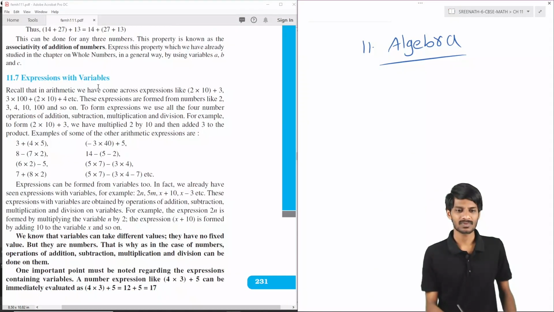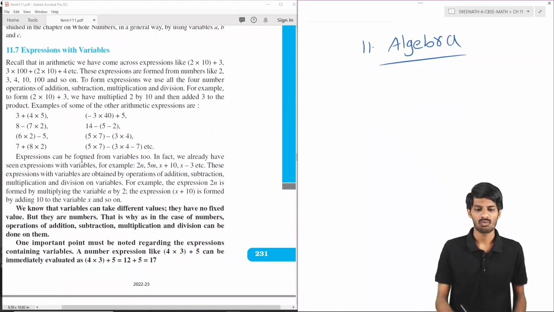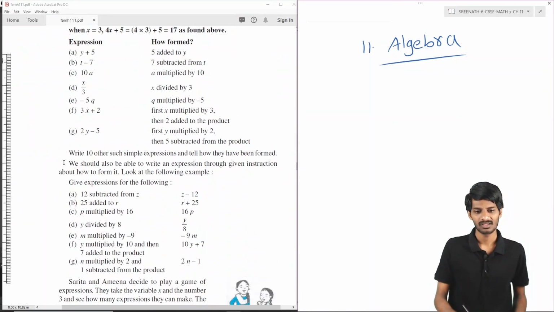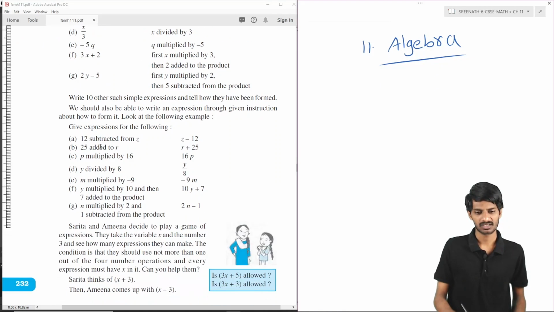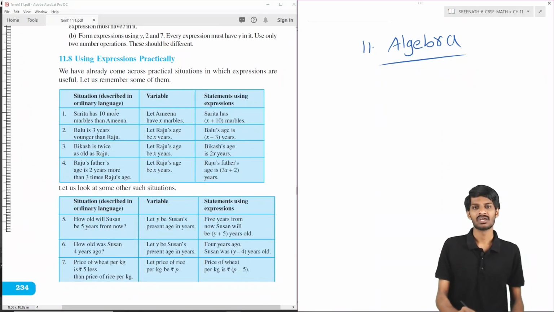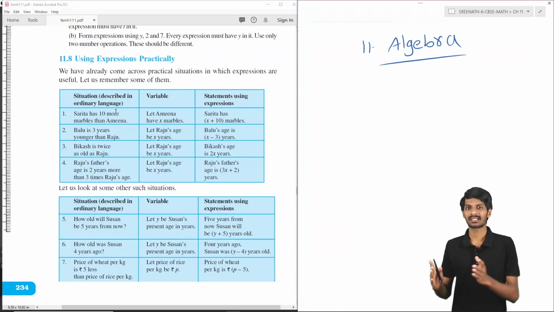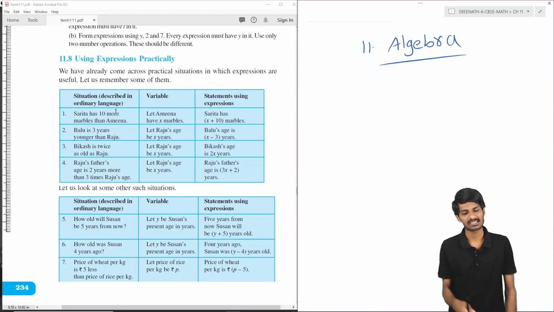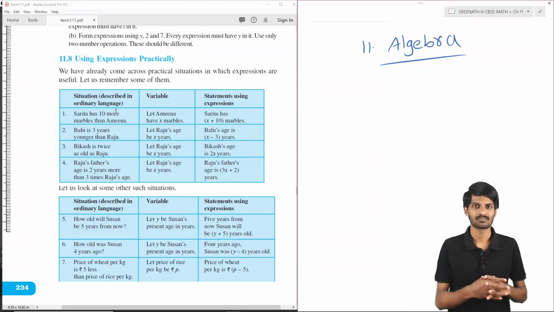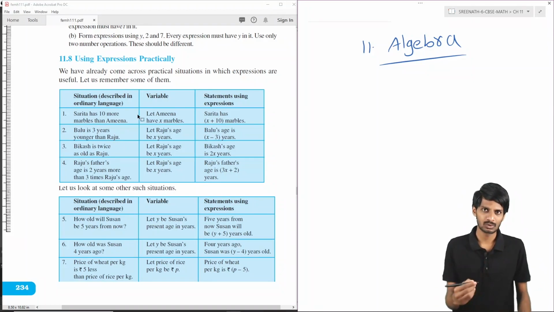Next thing is expressions with variables. Using the variables, we will write some expressions. How we can write those expressions and what information those expressions will give. It is the expression, how it has formed. And next thing is using expressions practically. There are practical statements, practical situations, practical problems, real life examples. We will express or correlate the practical situations in the form of mathematical expressions. How we will do that task.